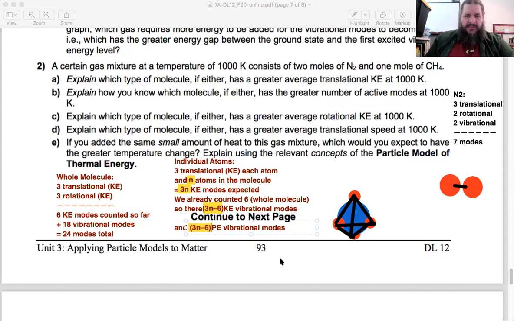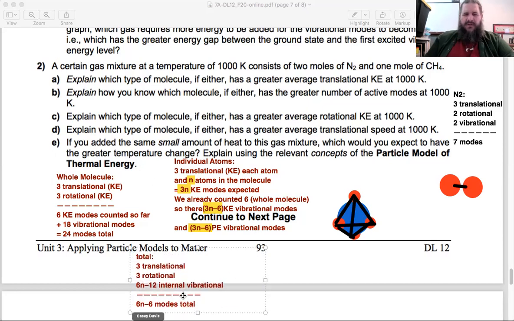So combining these together, if we add up, we had 3 translational, 3 rotational, and 3n minus 6 plus 3n minus 6 would be 6n minus 12 internal vibrational modes, for a total of, the 3 and 3 is 6. That partially cancels out the negative 12. So 6n minus 6 modes total. So this generalizes it. Now, in general, we can expect a polyatomic molecule to have 6n minus 6 modes.